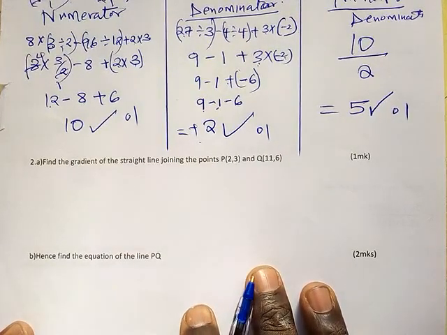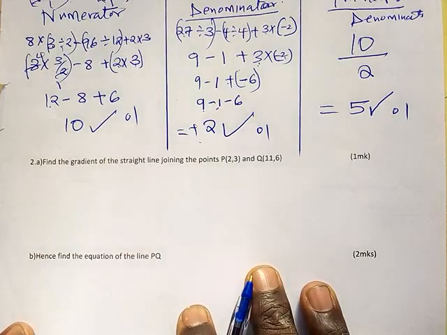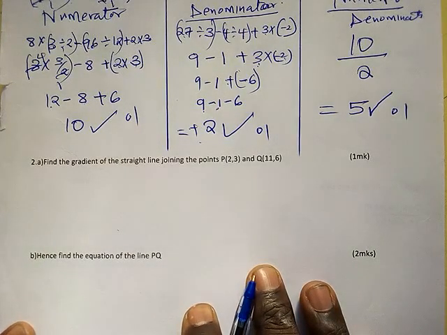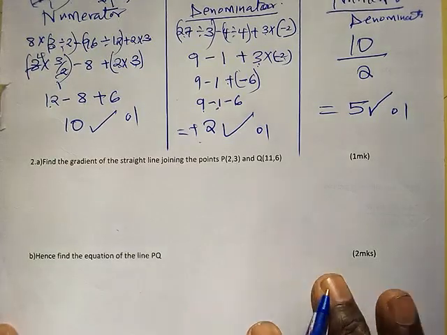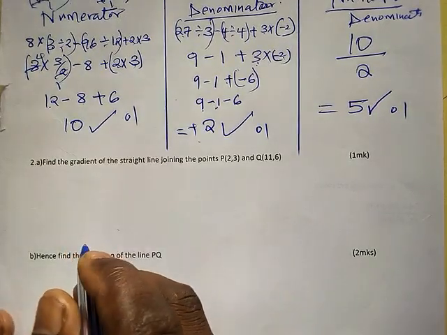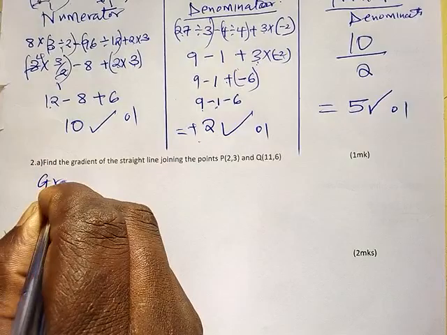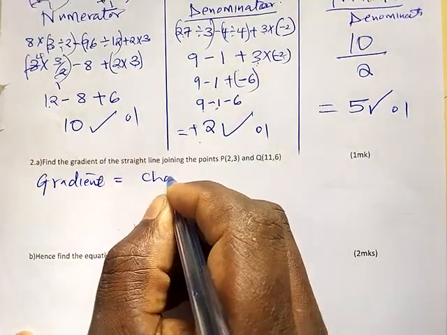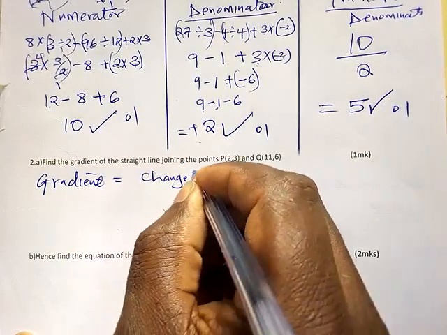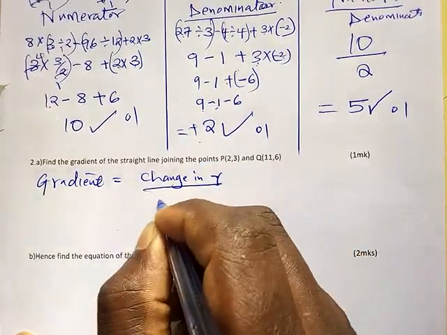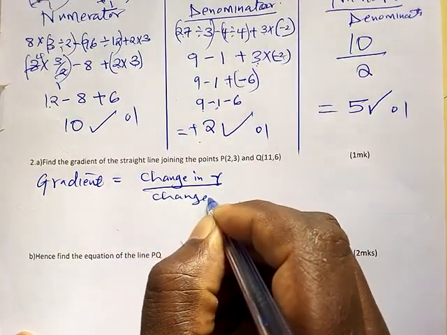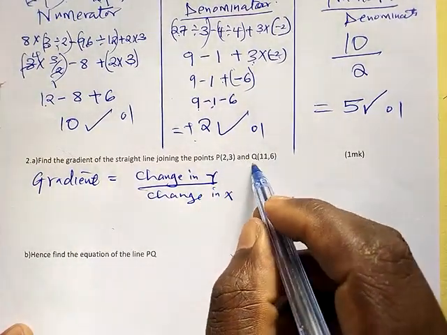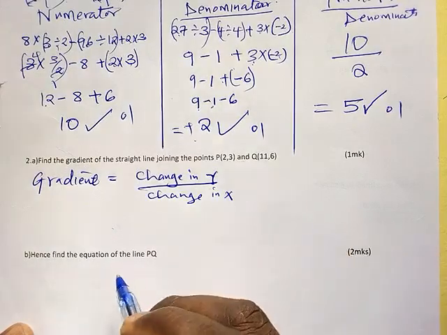Find the gradient of a straight line joining the points P(2, 3) and Q(11, 6). We want to find the gradient. That's Form 2 work now. But you know, how do we get the gradient? Gradient is equal to change in y divided by change in x. Most students have a problem knowing which value is x and which one is y.